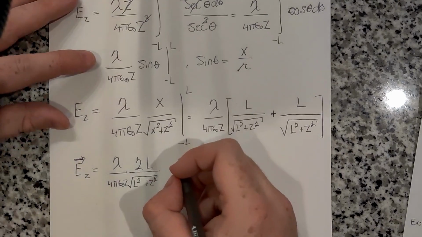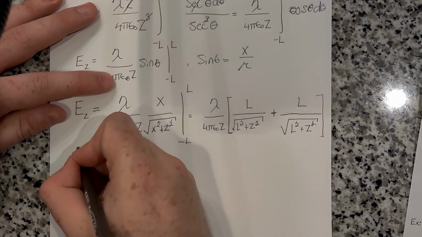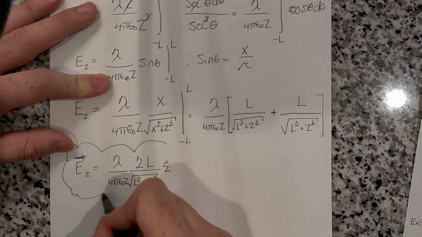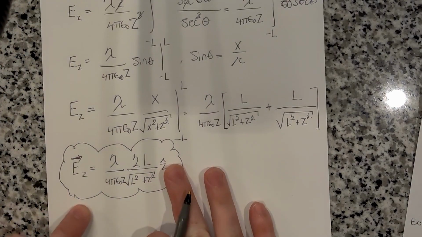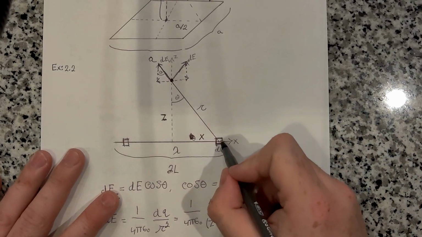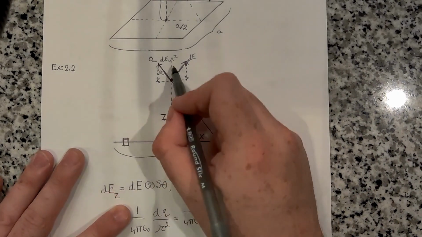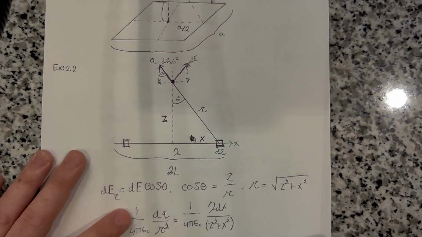This is not the field for our real problem. Remember, this is for example 2.2, which we're going to use this answer to find our field that we're looking for. All right, so just to summarize real quick, this answer is the electric field due to this uniformly charged wire of length 2L at a distance z above the midpoint of the wire.